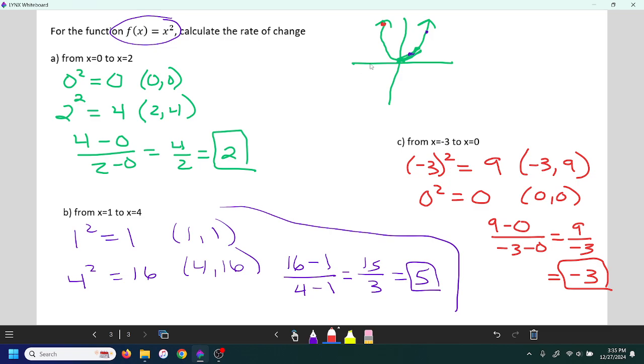This time it's negative because on this part of the graph the function is decreasing. So we have a secant line with a negative slope there, whereas on the right side we had secant lines with a positive slope.